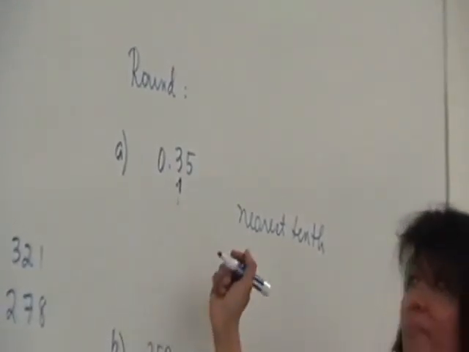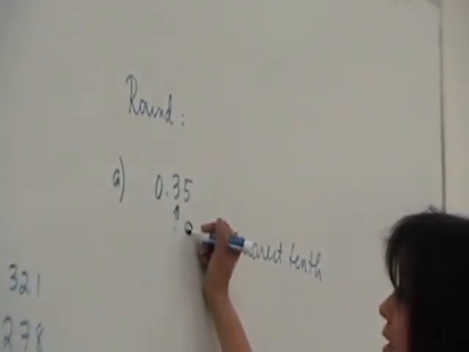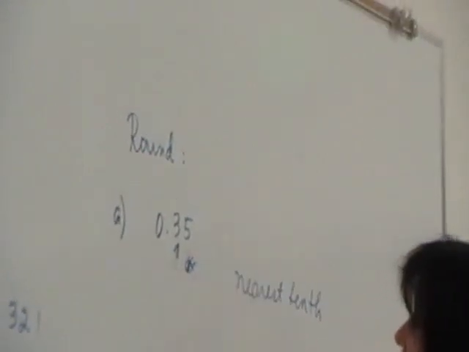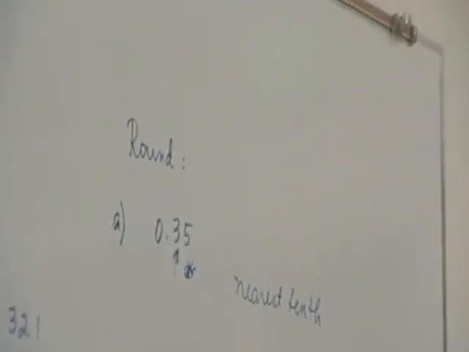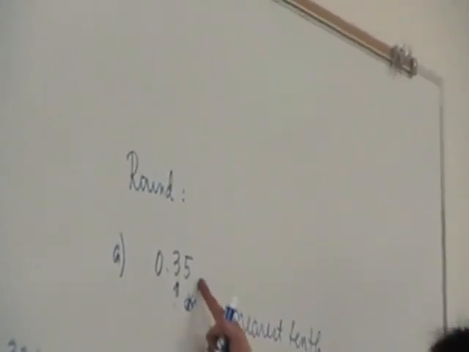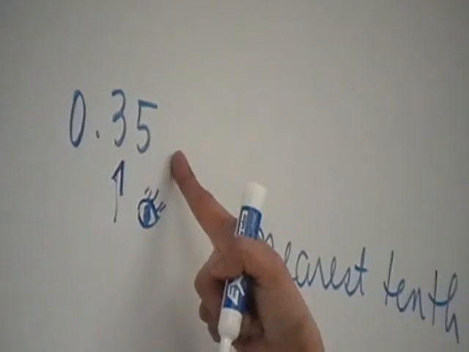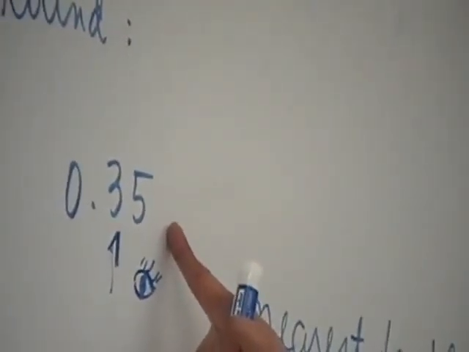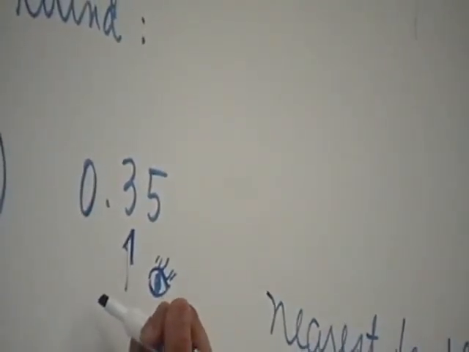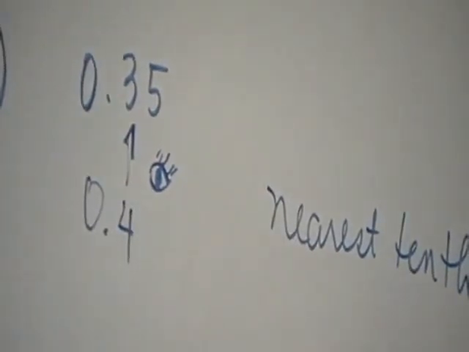Correct? Okay. And Paul said, you look at the neighbor. You give him a kiss. Okay. I put the I there. Okay. You look at the 5. 5 is 5. The rule is it's 5 or higher. What do you do? The 3 has to become a 4. Yes. Okay?